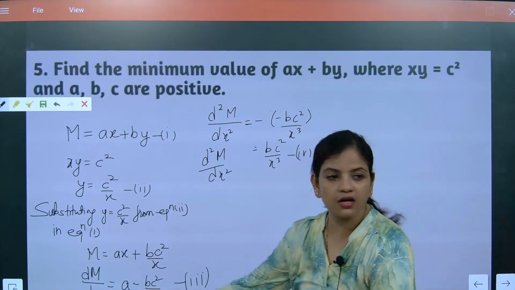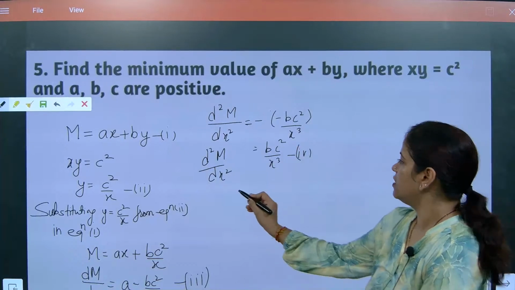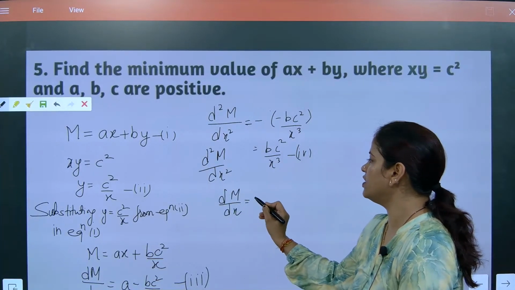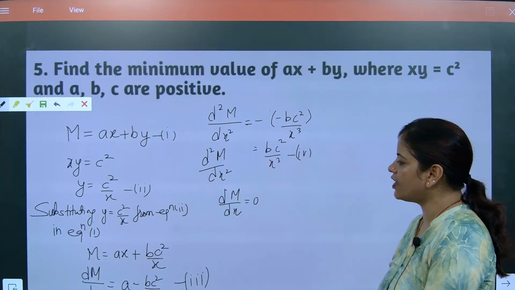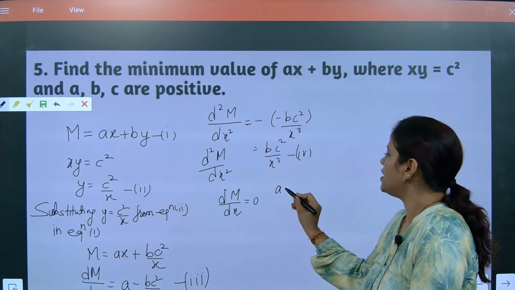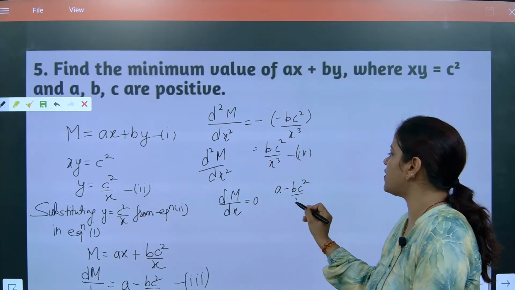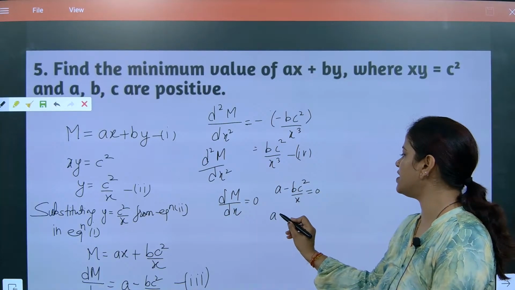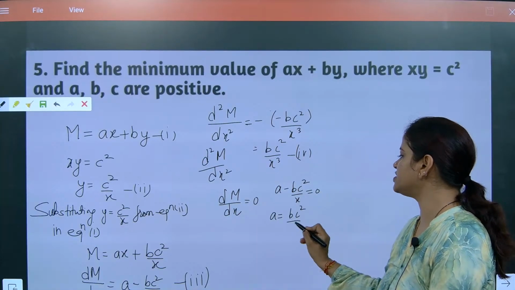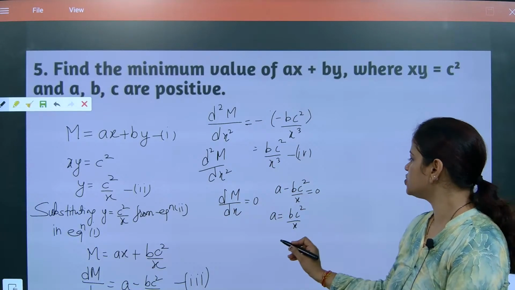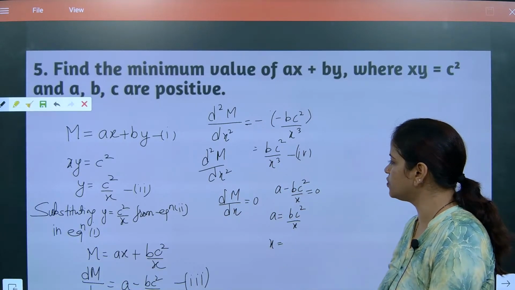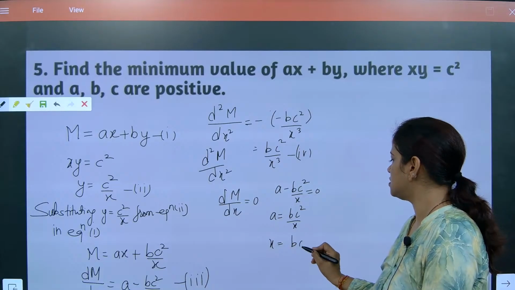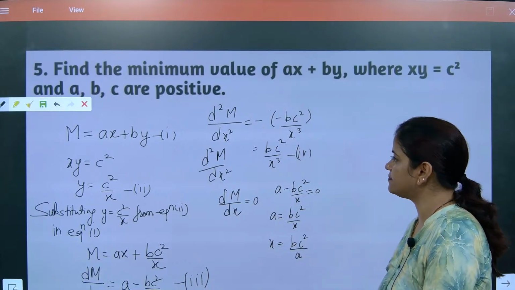Now we will make critical point equal to 0. What you will make? Critical point dm by dx equal to 0. Once you make critical point equal to 0, what you are getting, beta? A minus bc square x equal to 0. Done. So here it will become a is equal to bc square by x. Done. So what is x? X is equal to bc square by a.